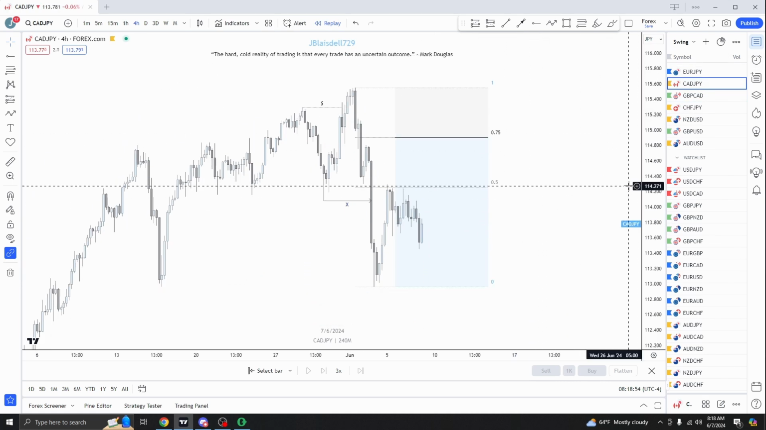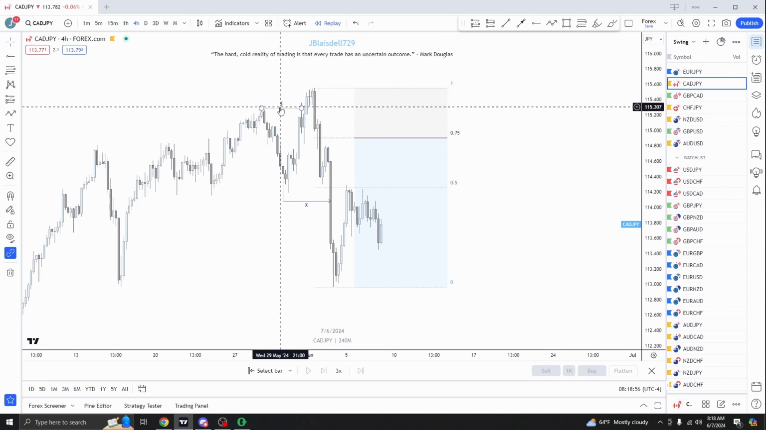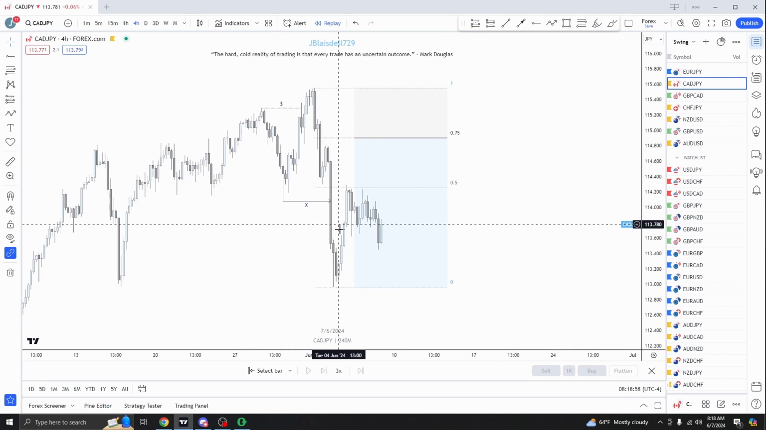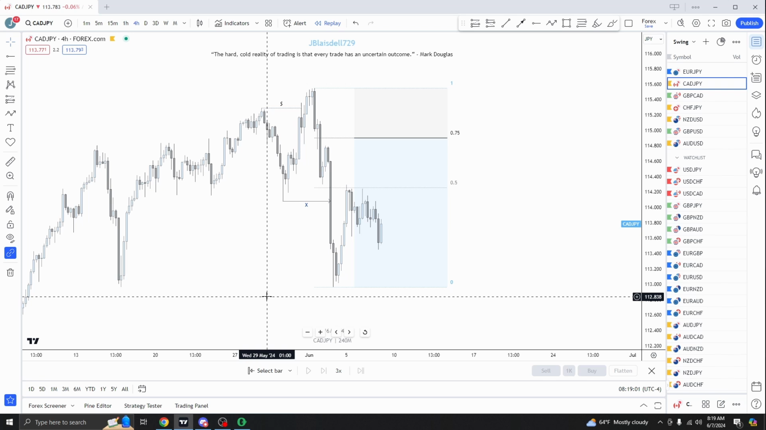And then CAD JPY as well, pretty similar. I have a run on liquidity at the highs, and then a very impulsive break of structure. And I do think the impulsive breaks of structure is kind of important as well. Some people, I guess, neglect that a little bit. I think it's important because we're trying to, at the end of the day, look for institutional involvement.